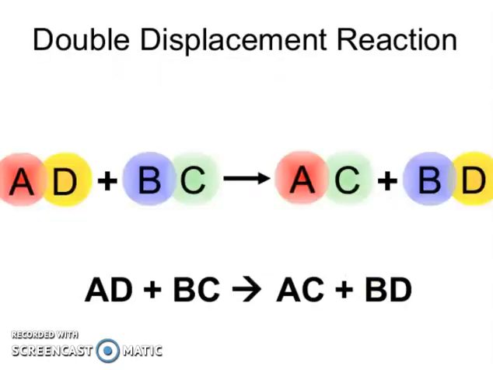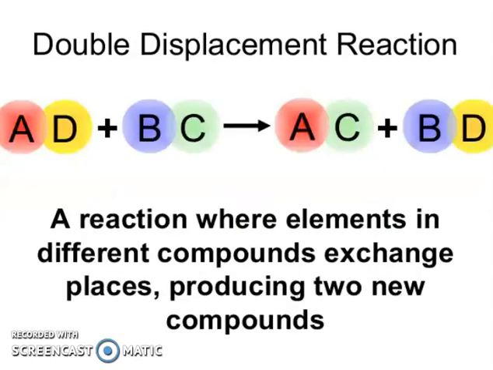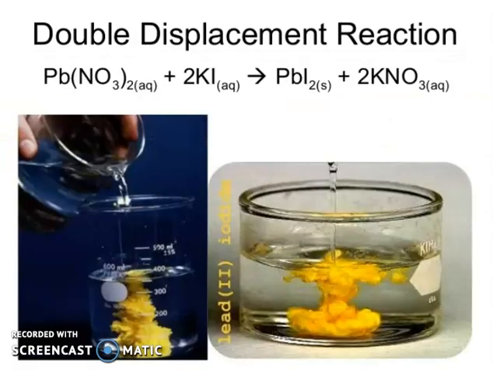Double displacement reactions: AD plus BC gives AC plus BD. So a reaction where elements in different compounds exchange places, producing two new compounds. This is an example of double displacement reactions. Lead nitrate, potassium iodide. Potassium replaces nitrate and Pb replaces iodine. So formation of lead iodide and potassium nitrate.